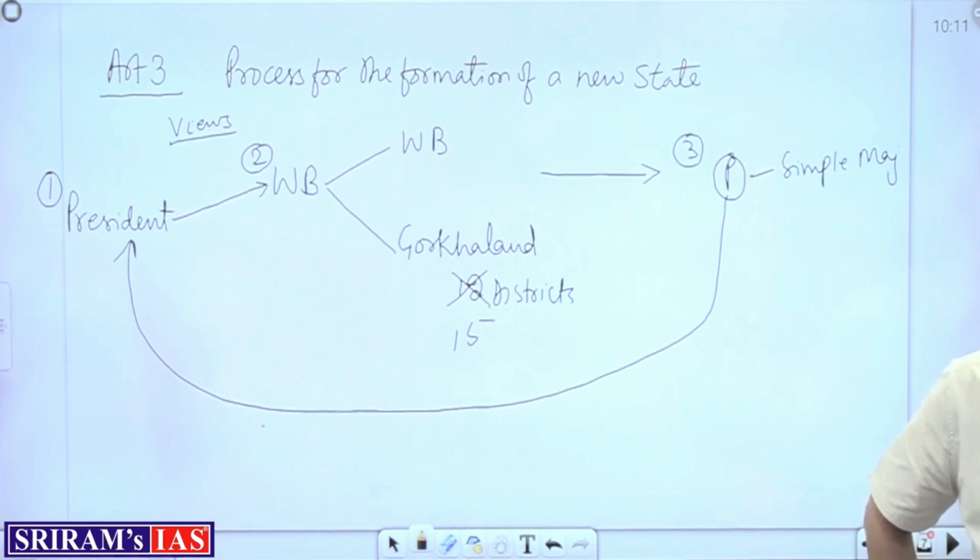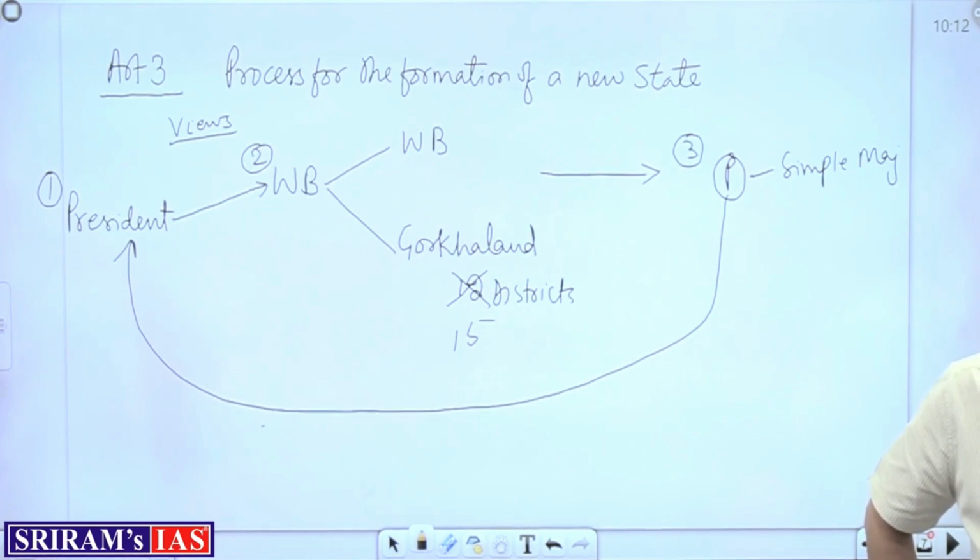Now, in the next paragraph you can write, the summary of Article 3 is, the states in India are destructible. Full stop.